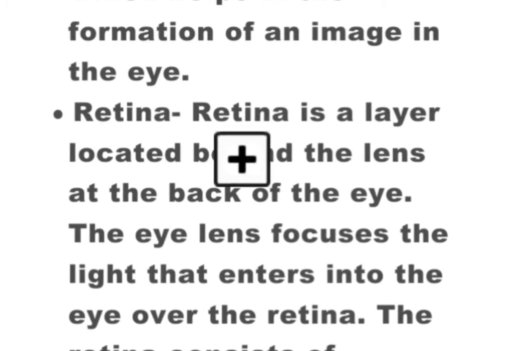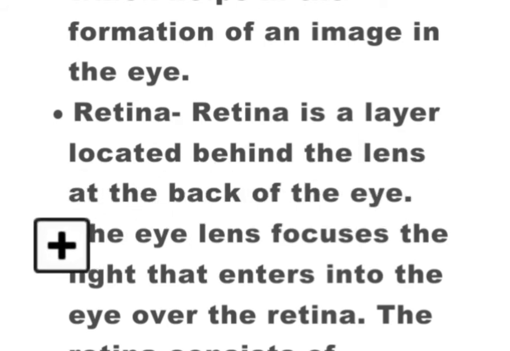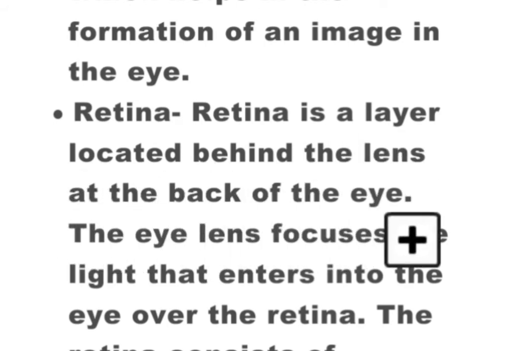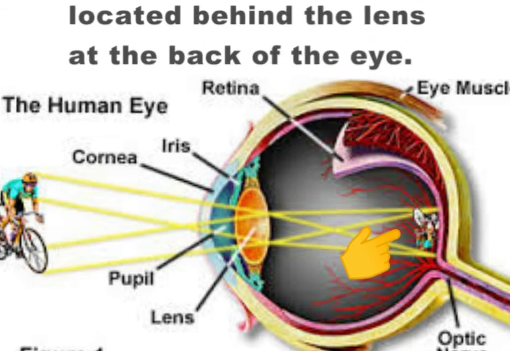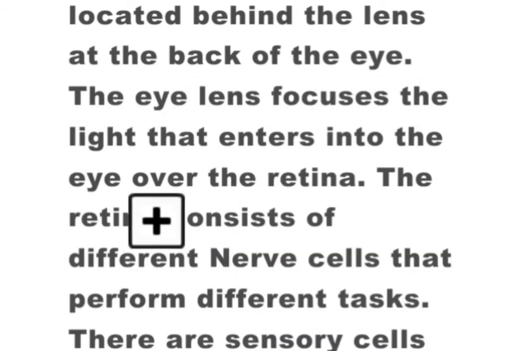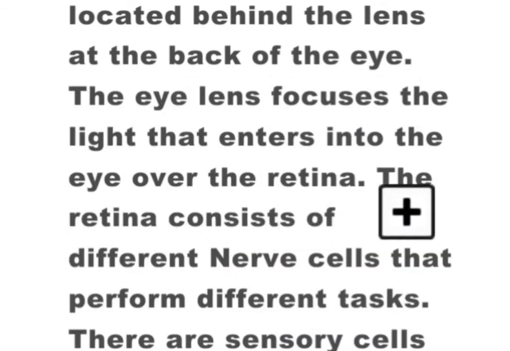So the retina is the layer located behind the lens at the back of the eye. It can be considered as the back wall, the back portion of the eyeball. The eye lens focuses the light that enters the eye over the retina. Hence, a real image forms on the retina.